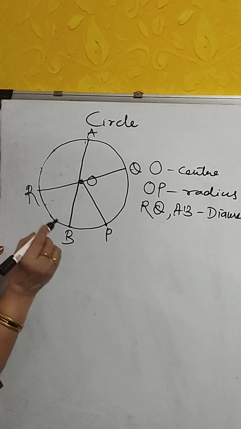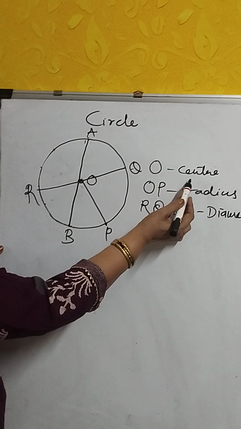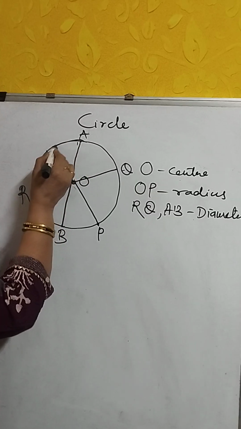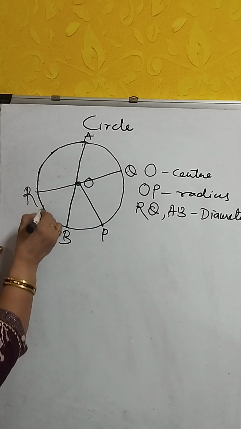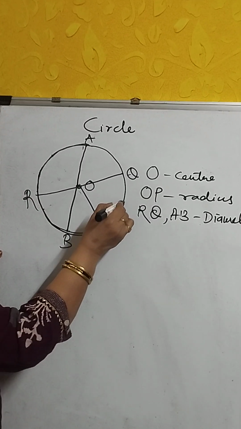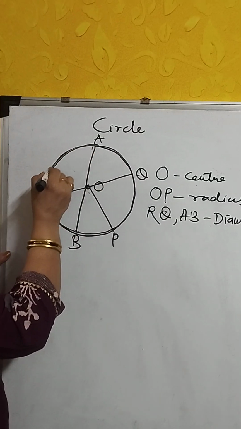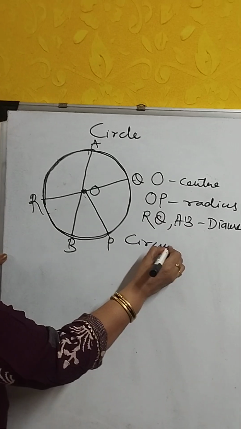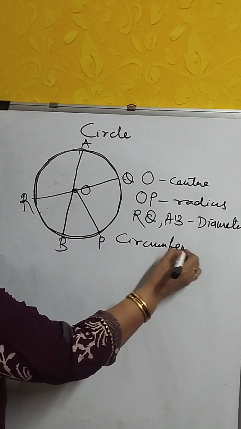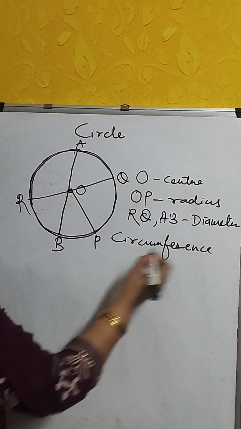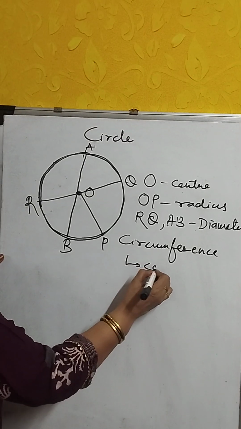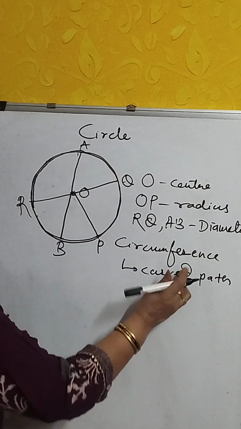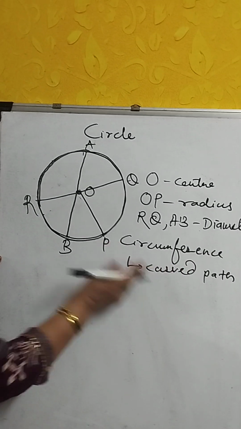So what is circumference? Now we have studied center, radius, diameter. Now circumference, this is the curved path. This curved path is the circumference, remember. What do you mean by circumference? You must know this basic. Circumference is a curved path.